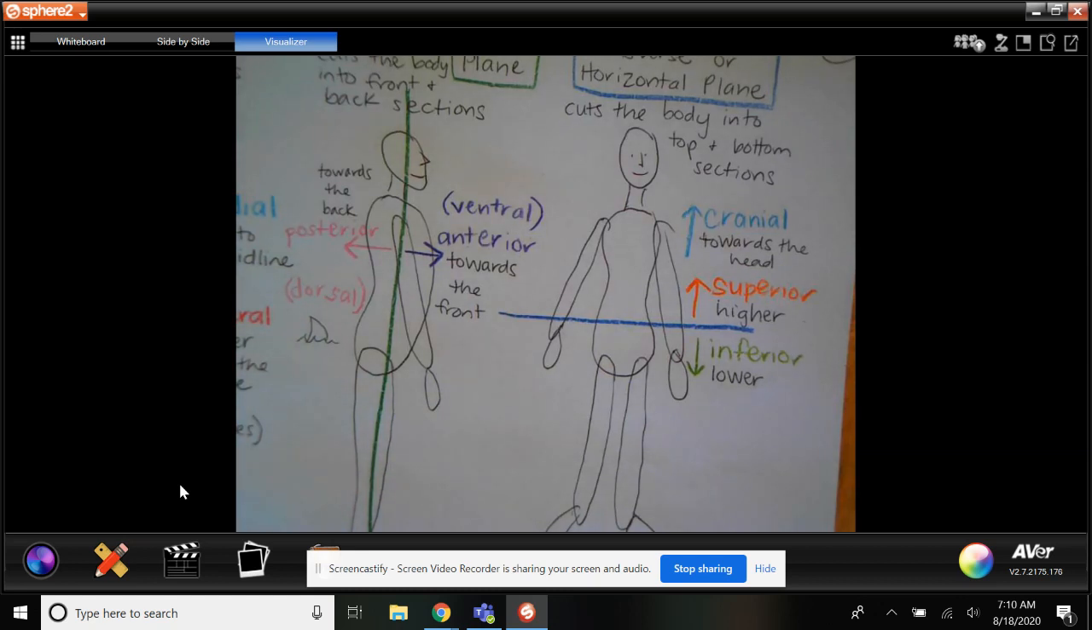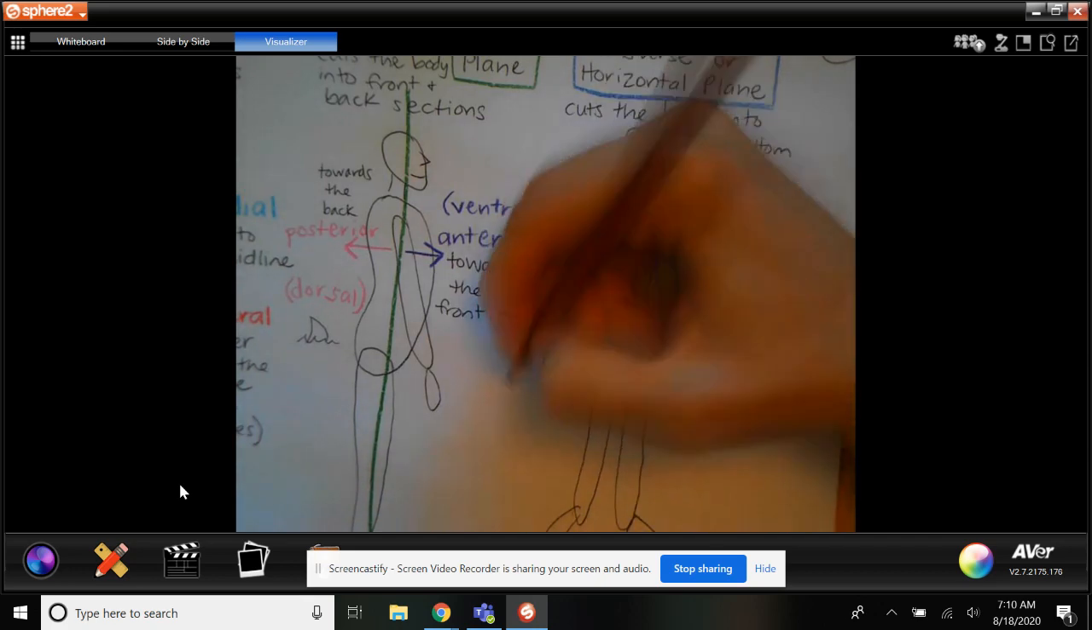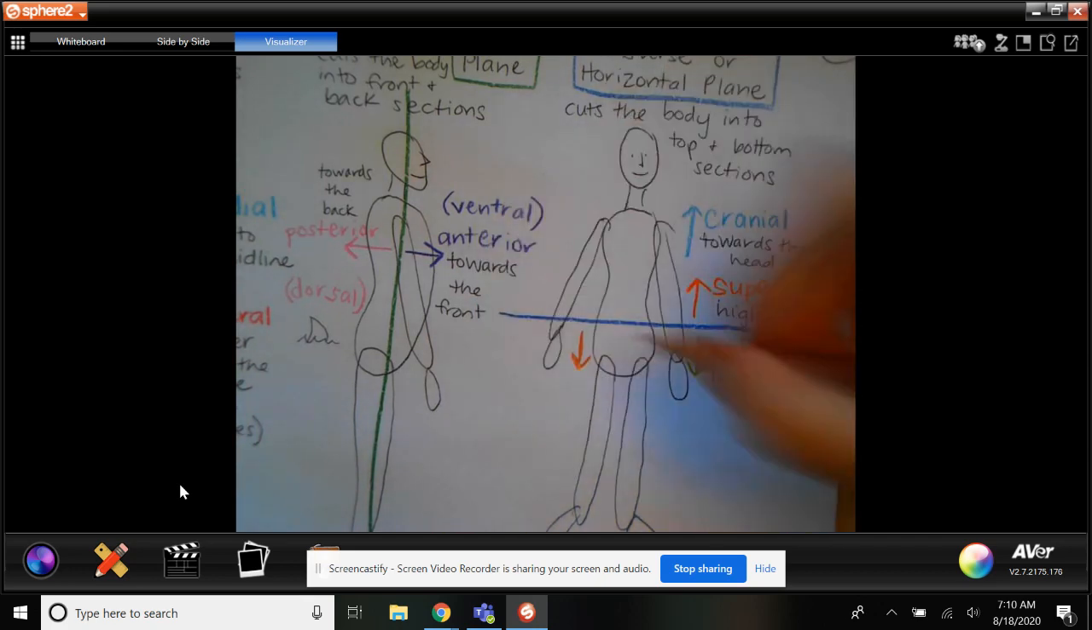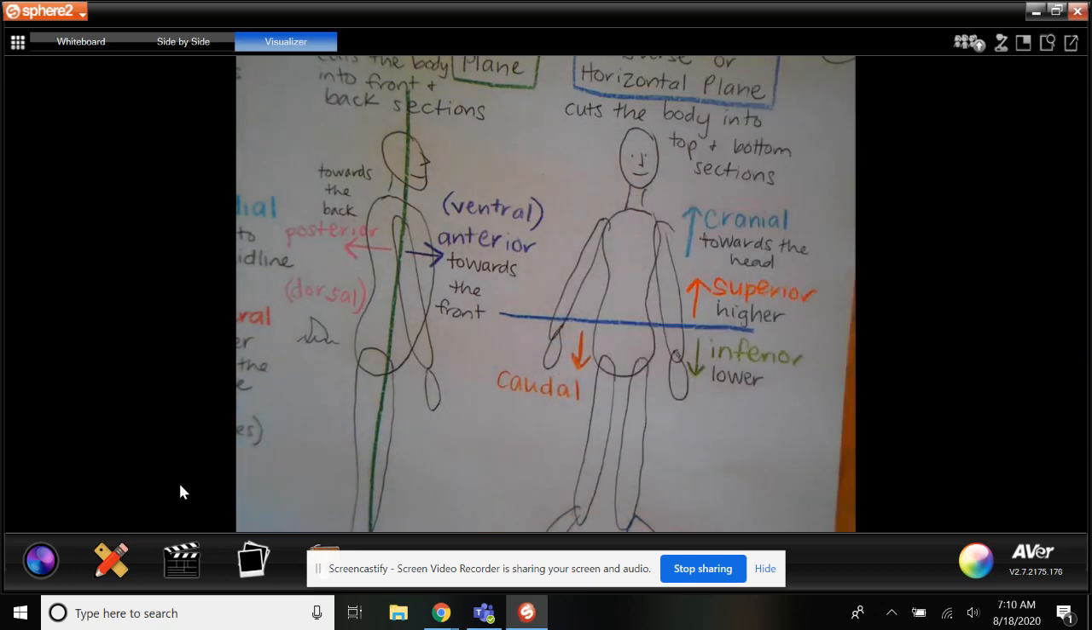And then, let's see. The last one, this word is caudal, C-A-U-D-A-L, caudal. And caudal means towards the tail in Latin.